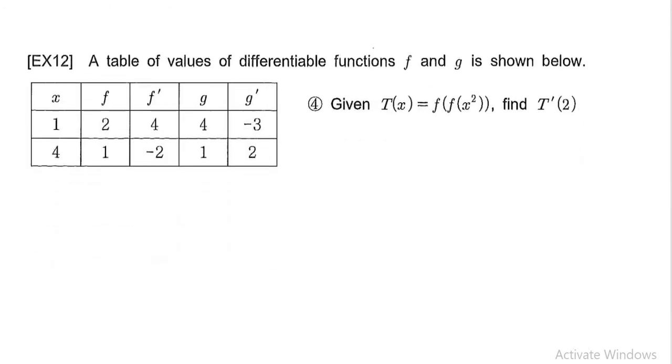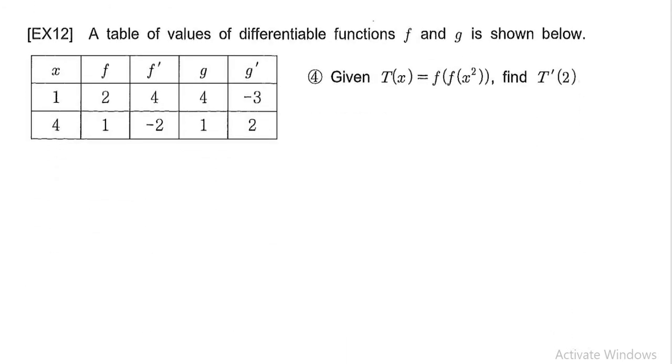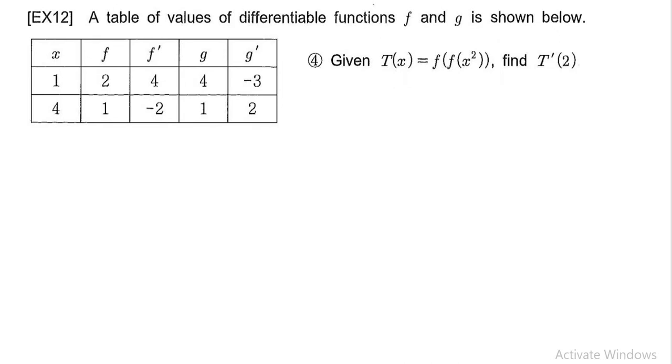Let's skip question here. All right, so the next one is question number 4. So now I'm given t of x, and I need to evaluate this expression when x equals 2 in this case. All right, so let's go ahead and take the derivative. T prime of x equals.